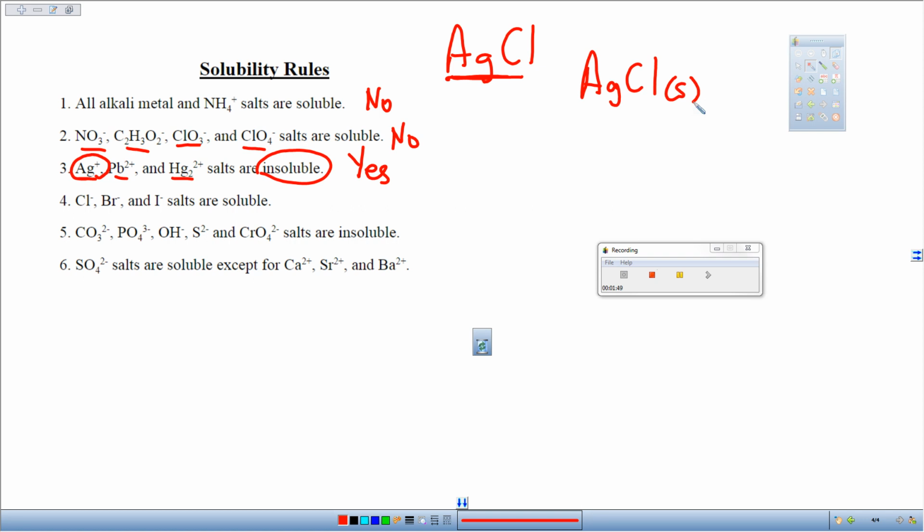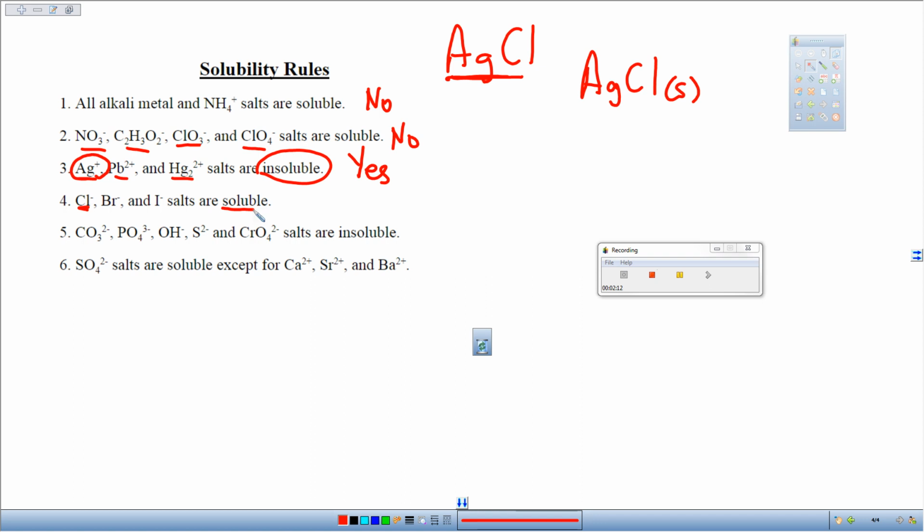Now, if I use enough water over time and a small amount of AgCl, I could get it to dissolve. This is mainly talking about normal conditions. Somebody always says, but wait a minute, look at the next rule. It says Cl minus is soluble. You have to do these in order. As soon as one of these applies, you're finished. Don't keep going. That means you don't have to go through the list every time.